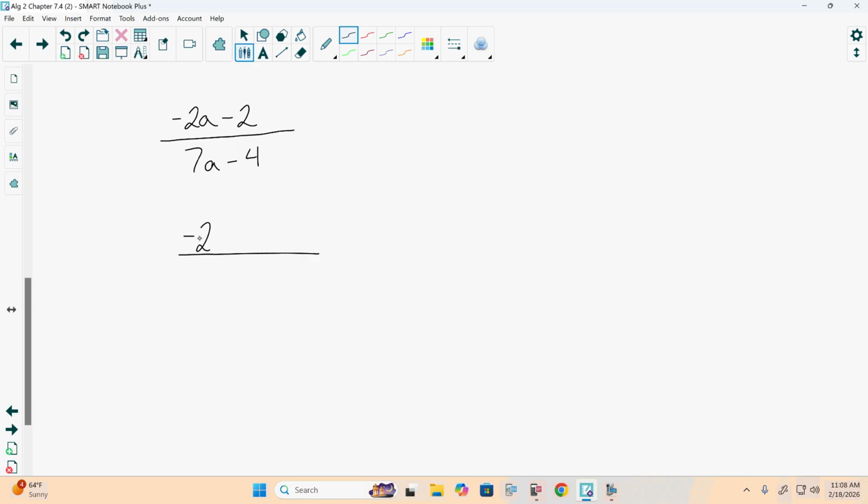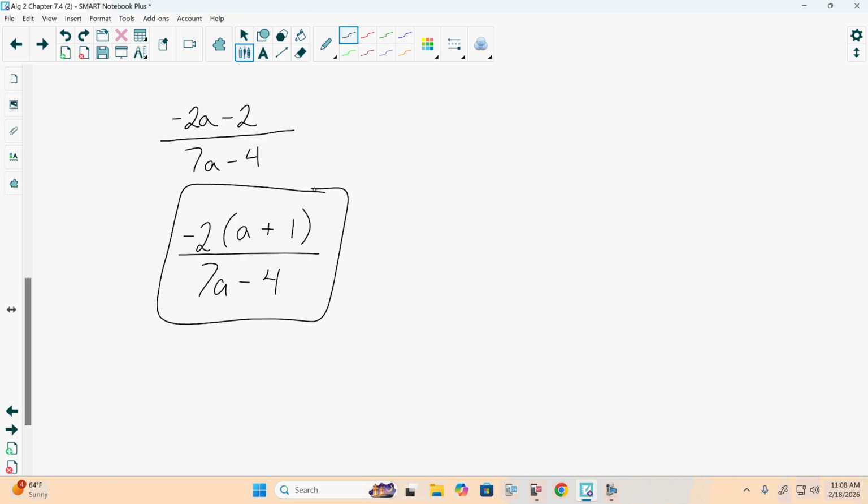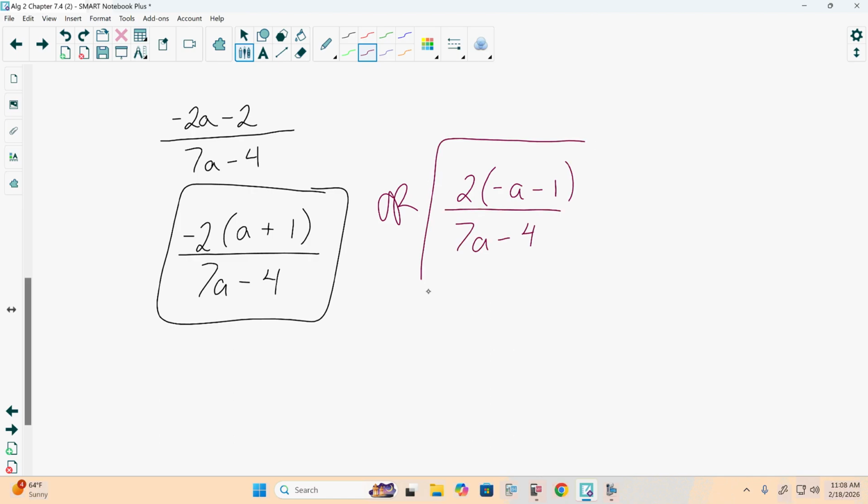Now you can take out the negative 2 or just 2. If we take out negative 2, it's going to turn the negative 2a into positive a, because negative 2 divided by negative 2 is positive 1. Negative 2 divided by negative 2 is positive 1 also, giving us this here. You could have chosen not to take the negative out, which would give us an equivalent statement. It's just that the a and 1 inside the parentheses would be negative instead of positive.